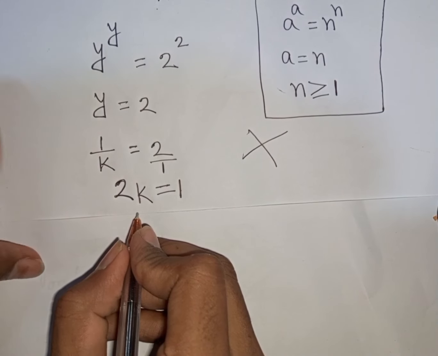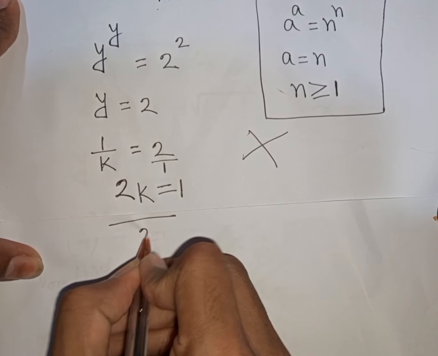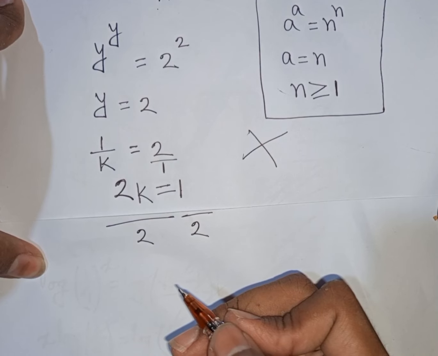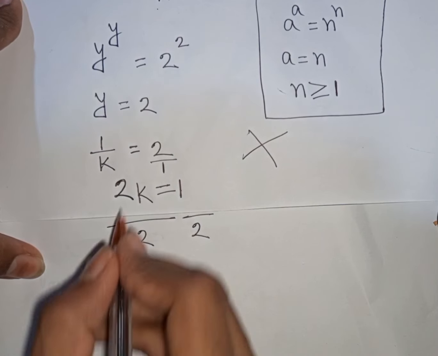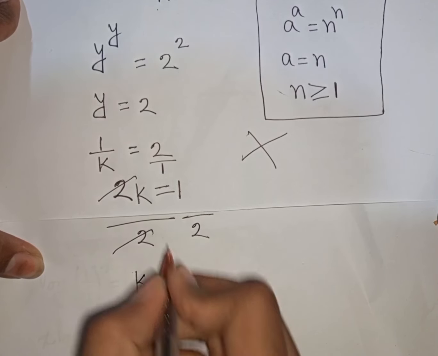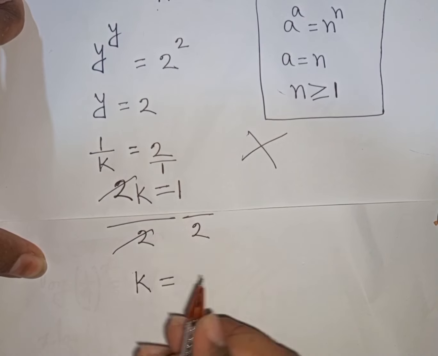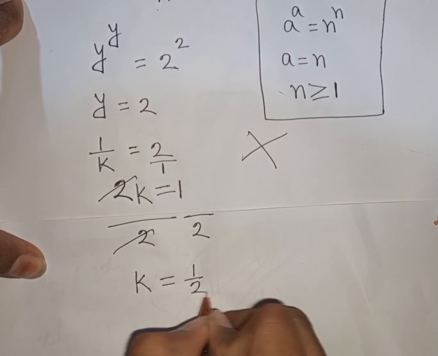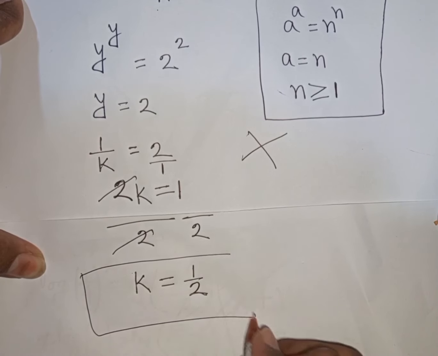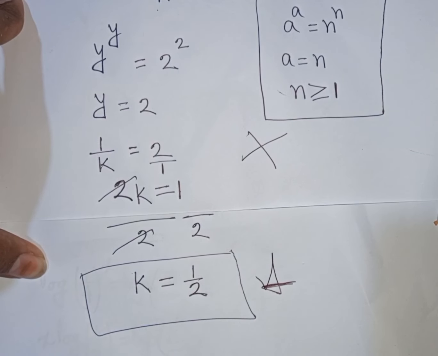Now we need the value of k. So we divide by 2 on both sides. Now we see this 2 will be cancelled. So we have k will be equal to 1 by 2. So 1 by 2, this is the value of k. So this is our final answer.